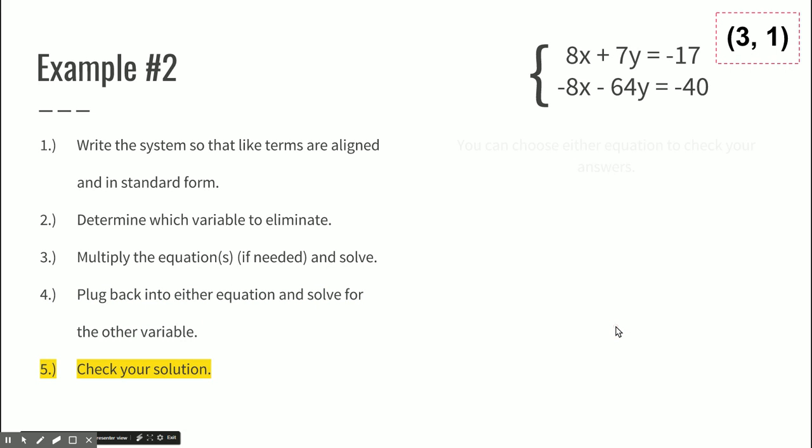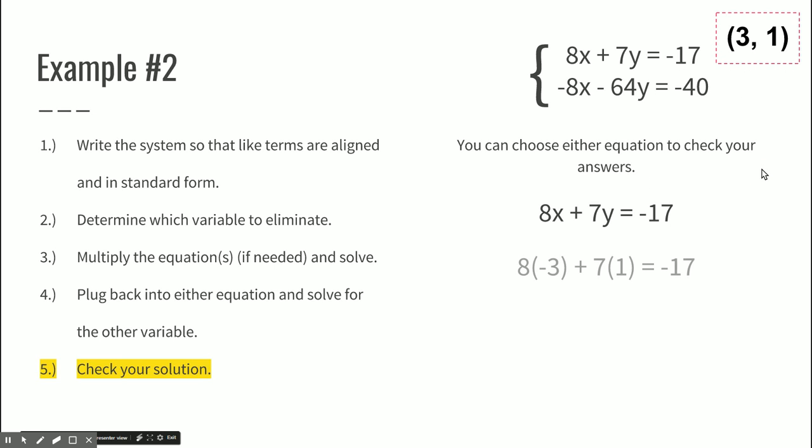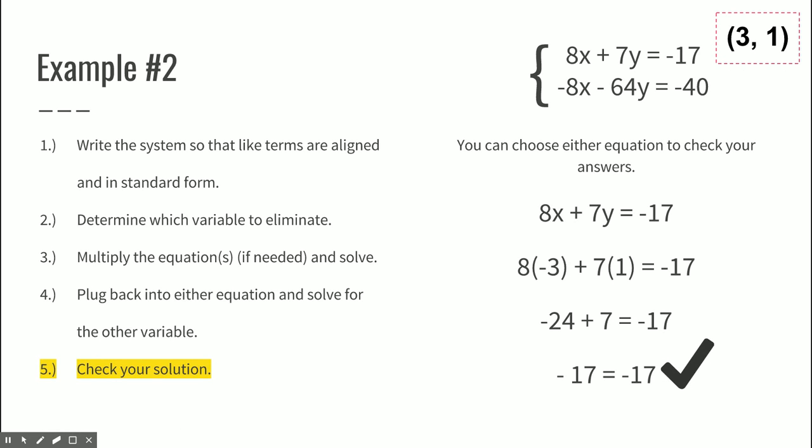And you can also go through and check your answer to see if that is correct. Again, it doesn't matter which equation you choose. I think the first one looks a lot nicer. So when I plug in those numbers, negative 3 and 1, the negative 3 goes into the x, and the 1 goes into the y. So 8 times negative 3 is negative 24. 7 times 1 is 7. And when I add those together, both sides perfectly equal each other. So we know the solution is negative 3, comma 1. So negative 3 as the x, 1 as the y.